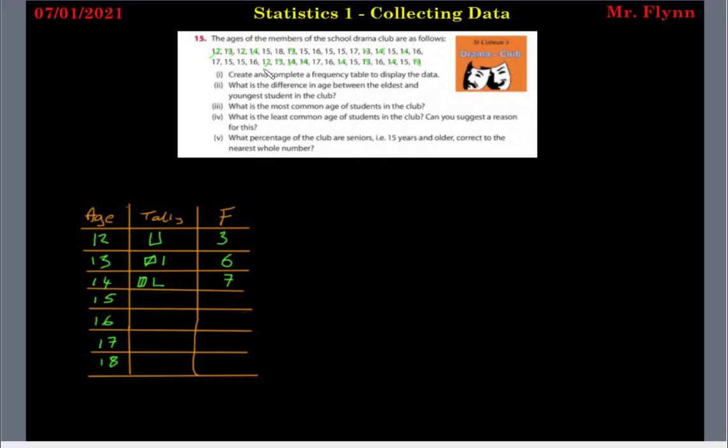7. All right, up to 15s now. So 1, 2, 3, 4, 5, 6, 7, 8, and 9. So we have 9 of them. Which is 9. And we're on to 16-year-olds. So we have 1, 2, 3, 4, 5.